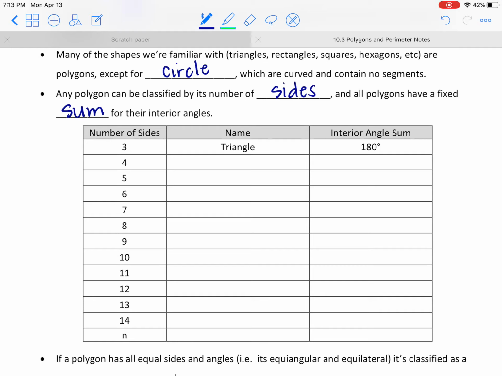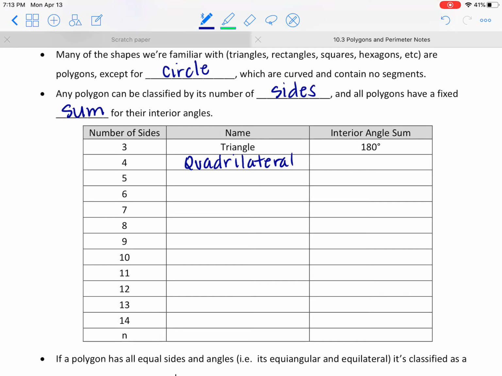Now, what about a four-sided figure? What do we call a four-sided figure? Some of you might be thinking a square or a rectangle. No, those are types of four-sided figures, but those are specific types of four-sided figures. In general, any polygon with four sides is called a quadrilateral. So that's the generic name for anything with four sides.